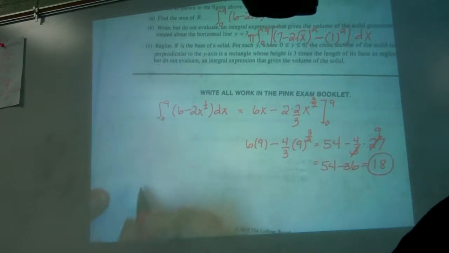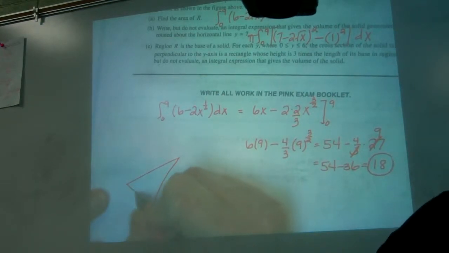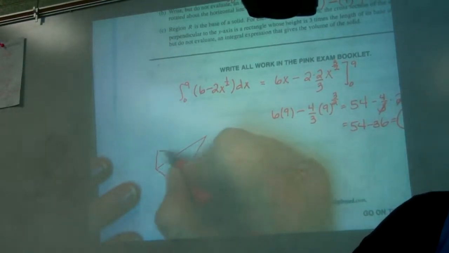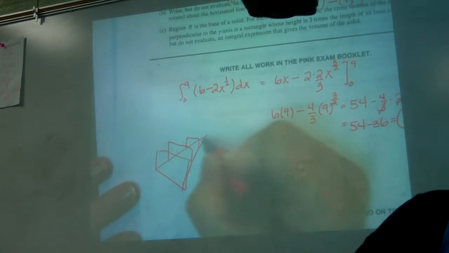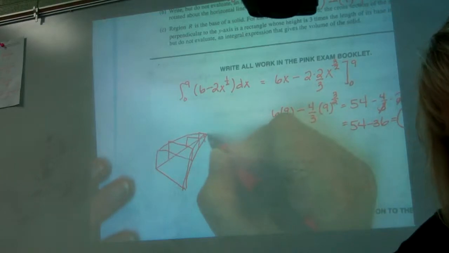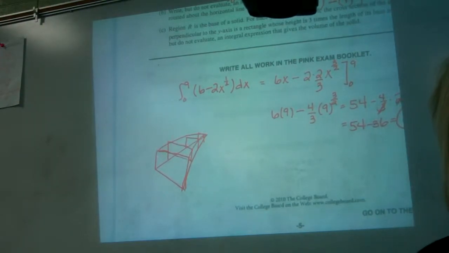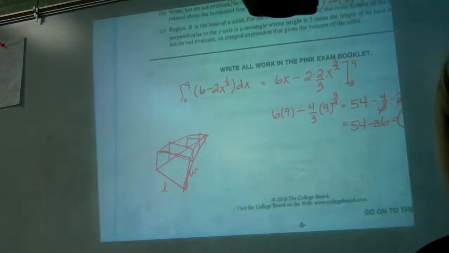I'll try to draw it. I'm not very good at this, but let's draw it at an angle so I can see it a little bit better. That's that region R. They're going to have rectangles that come up out of that region and make this volume that, if you sliced it, would be rectangles. Does that make sense? So what we have to do is figure out the length and width of those rectangles so that we can integrate their area.